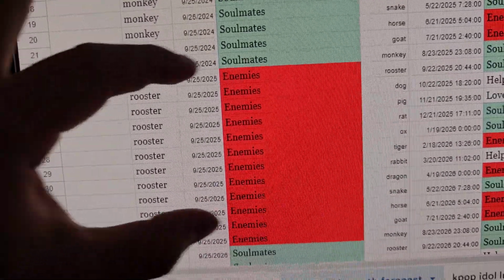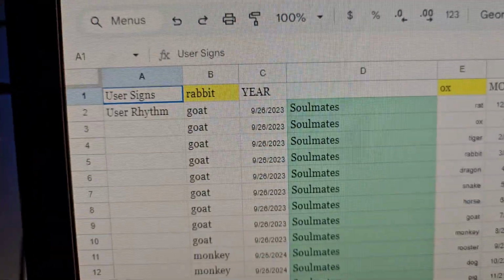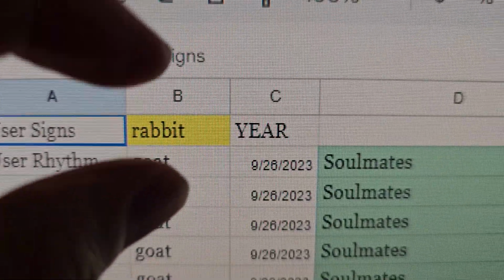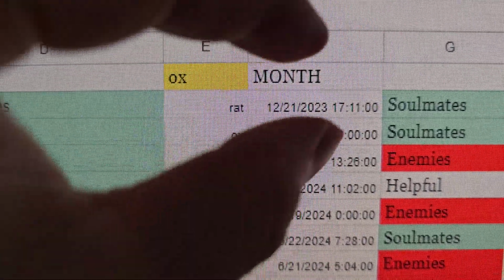All year with rooster, you're going to be enemies. All year with dog, you're going to be soulmates. But this is rabbit year. Only rabbit year. What about next, the month, ox month?